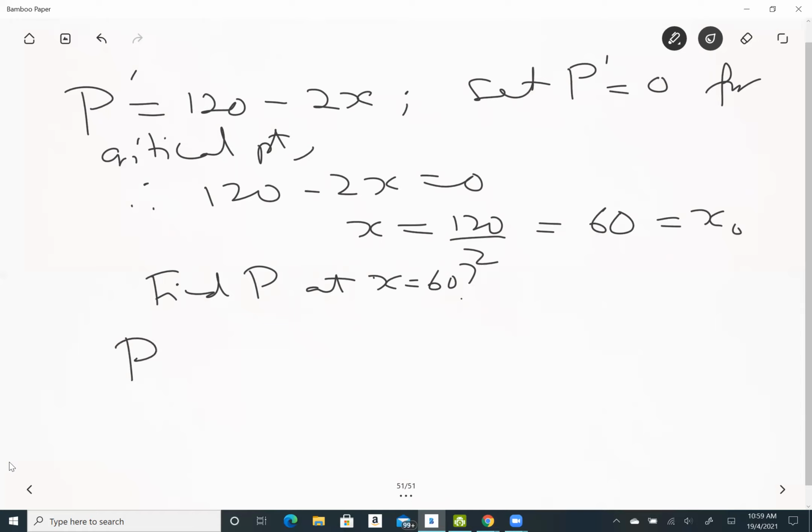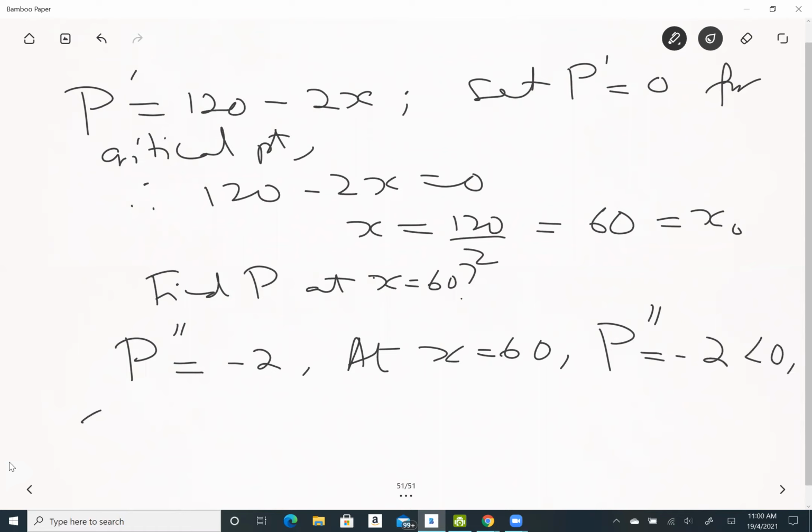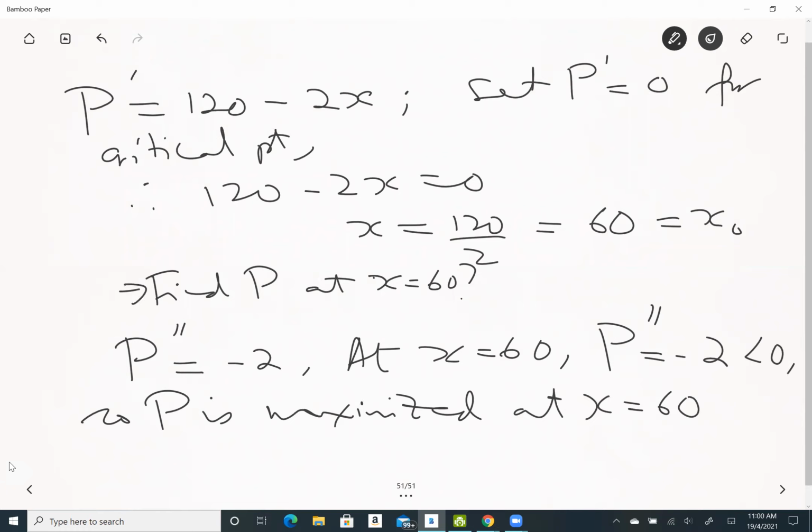Number two, you take the second derivative, P double prime is equal to negative two. All right, and that is a constant. So easy. So what you do now at x equal to 60, you evaluate the P double prime and see it's a constant that is equal to negative two, less than zero. So what? So profit is maximized at x equal to 60. So now you get the value of P at x equal to 60.